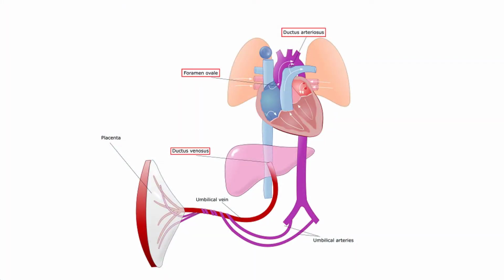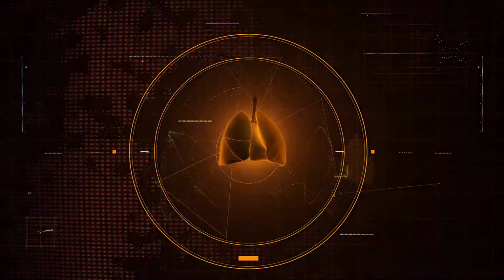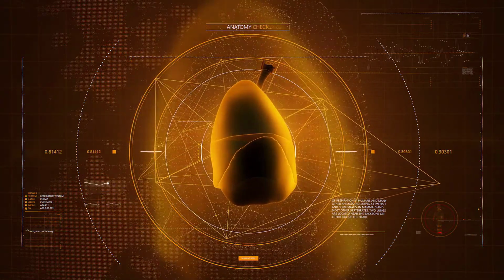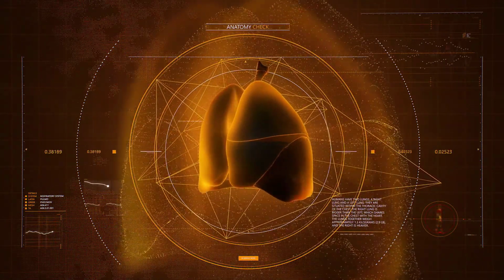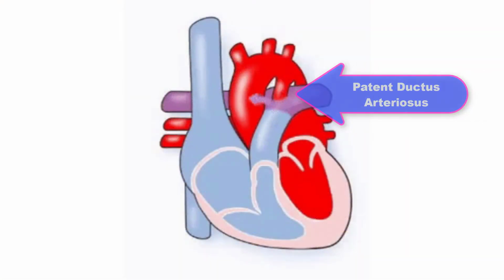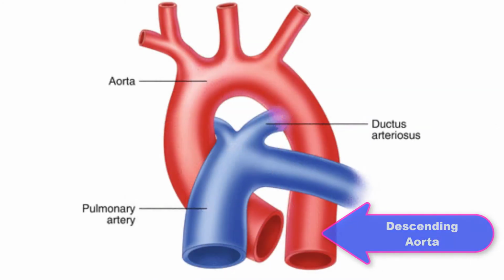Deoxygenated blood from the superior vena cava flows into the right atrium, the right ventricle, and then the pulmonary artery. Because of high pulmonary vascular resistance, only a small percentage, about 5 to 10% of the blood in the pulmonary arteries, flows to the lungs. The majority is shunted through the patent ductus arteriosus and then to the descending aorta.